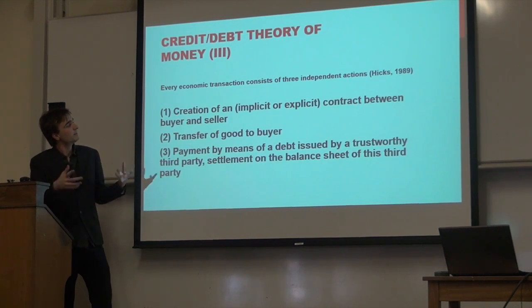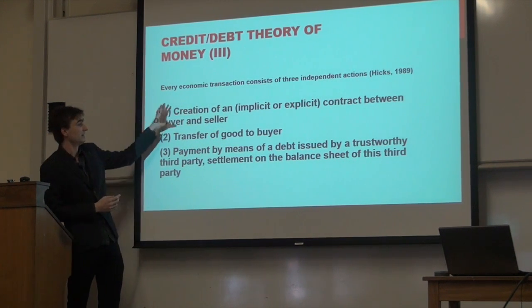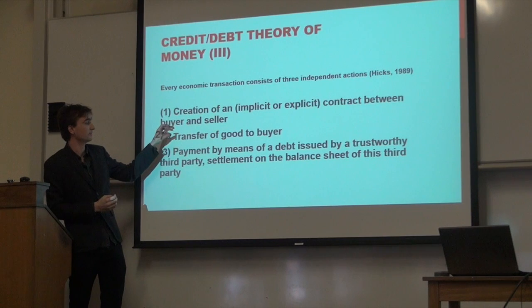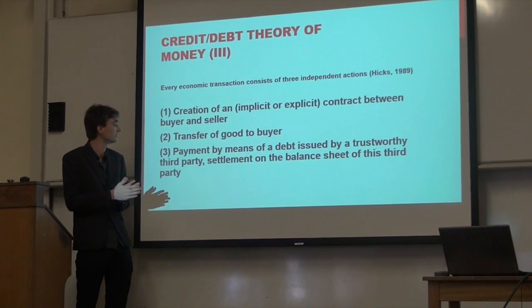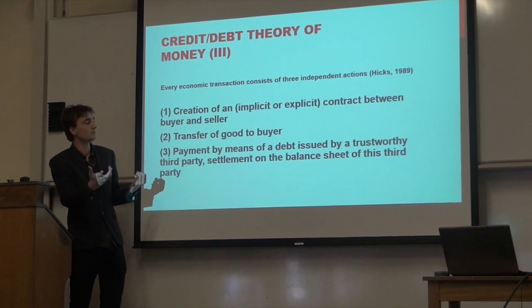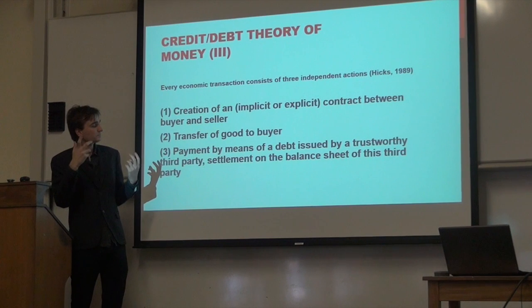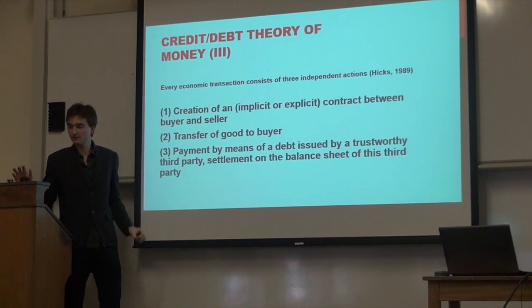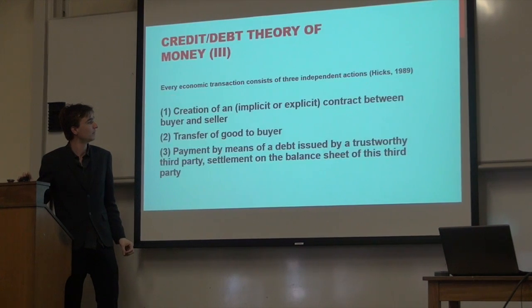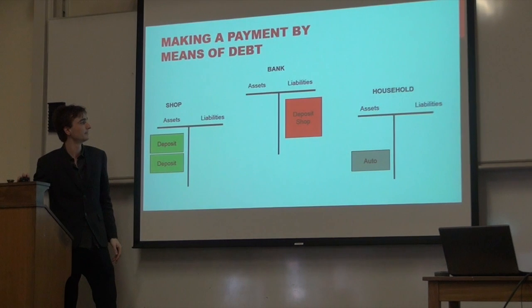And I think from this perspective, every economic transaction has three elements. There's a creation of an implicit contract between the buyer and the seller, there's a transfer of a good to a buyer, and then thirdly, most importantly, there is payment by means of a debt issued by a trustworthy third party and settlement of the economic transaction on the balance sheet of this third party. So where it happens is here. It's this change which makes the payment.